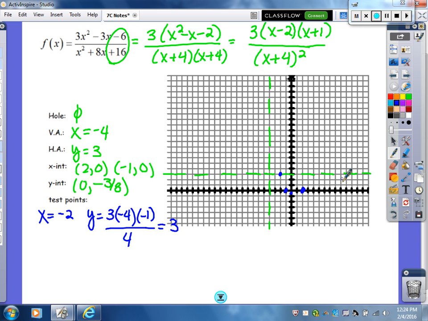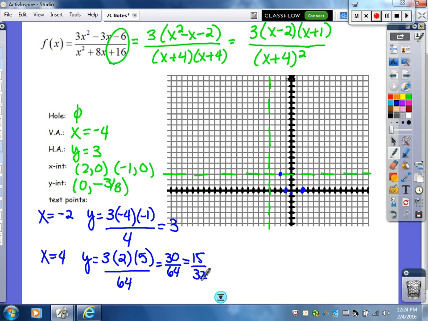So let's use x equals 4. So what do we got? Y is equal to 3 times 4 minus 2, which is 2, times 4 plus 1, which is 5, over 4 plus 4, which is 8, squared, which is 64. This gives me 30 over 64, which reduces to 15 over 32. All right, so it's a little bit less than half. So 4, then 1, 2, 3, 4, and a little bit less than half. All right, so this thing is starting to go back up.